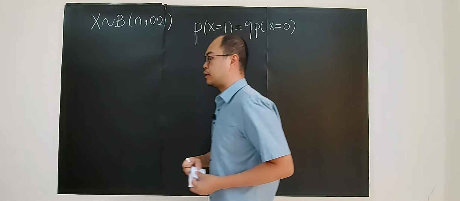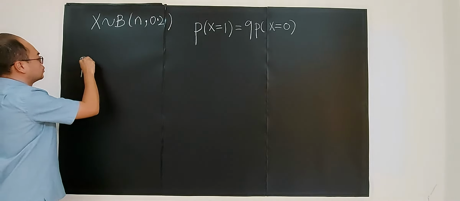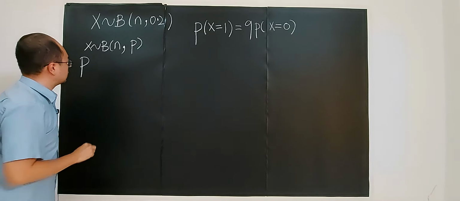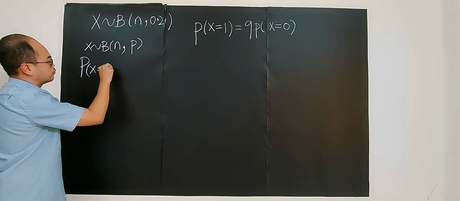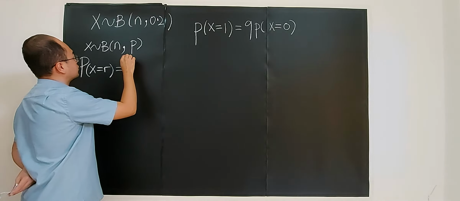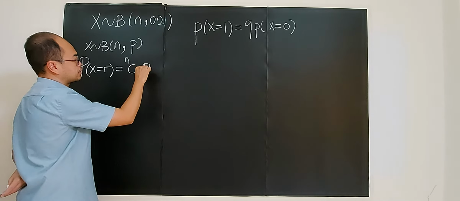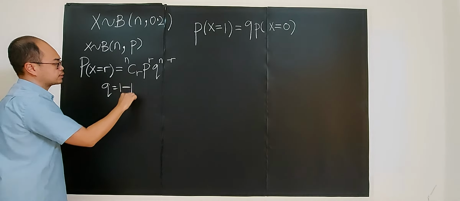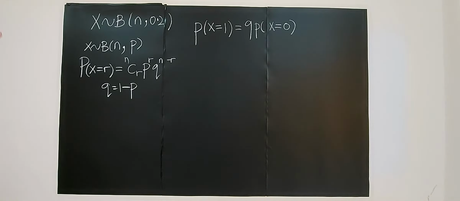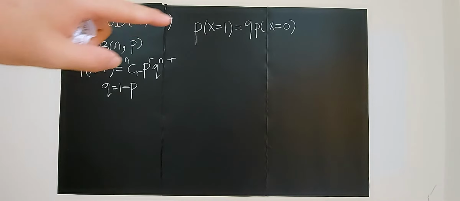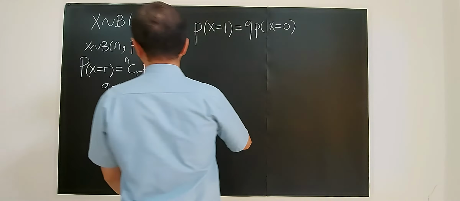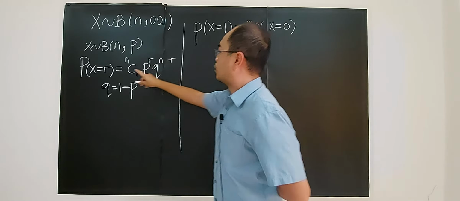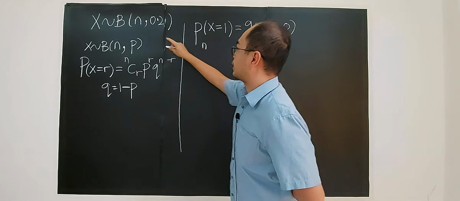You know that the binomial distribution is defined by, let's say, x is binomial with n tries and probability of success p. The formula is nCr p to the power of r, q to the power of n minus r, where q is 1 minus p. We are going to use this formula to solve this problem. So P(X = 1) means x equals 1, and the number of tries here is n.